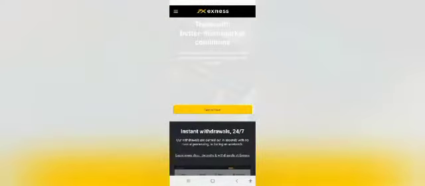Okay, it has opened. Then you can see where you have open account. Tap on open account, and you can start registering. If you have an account, you sign in. But if you don't, you select your country, any country you are from. Then you put in your email, then you choose a password.